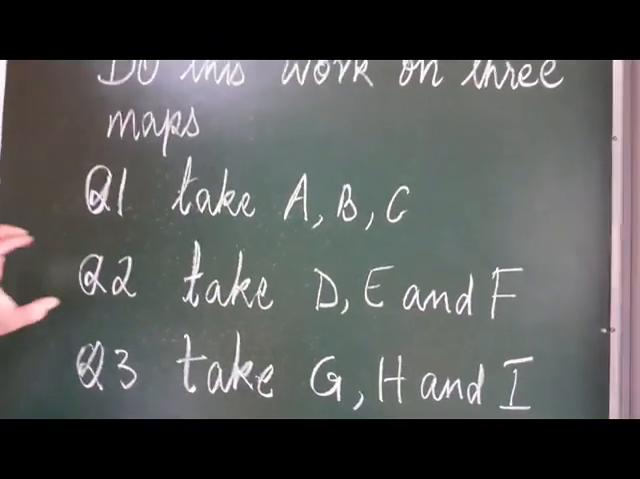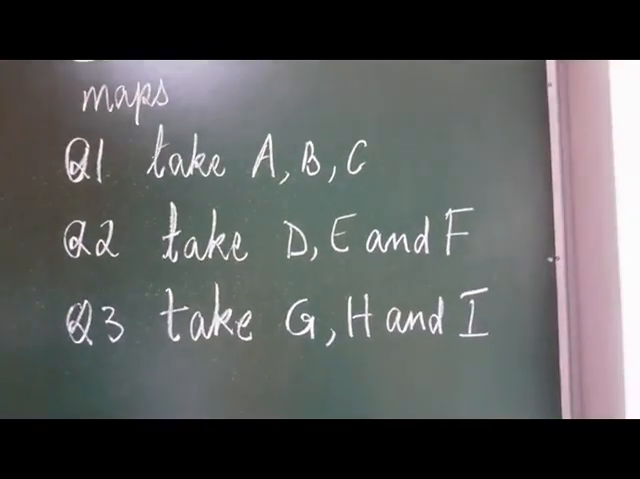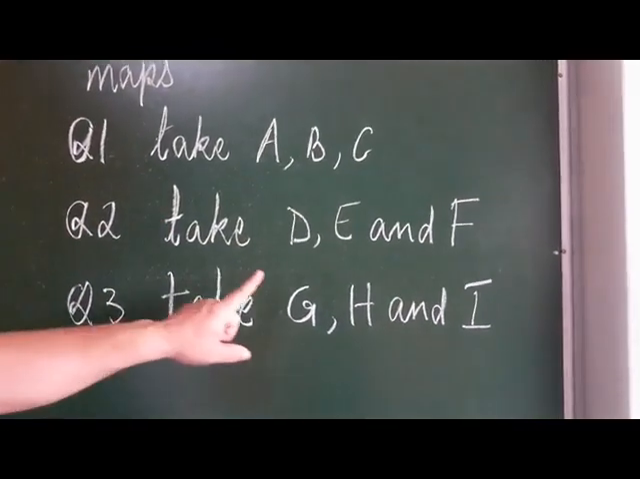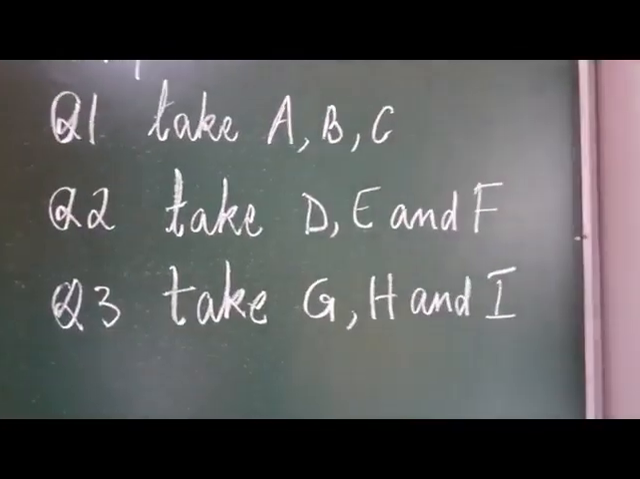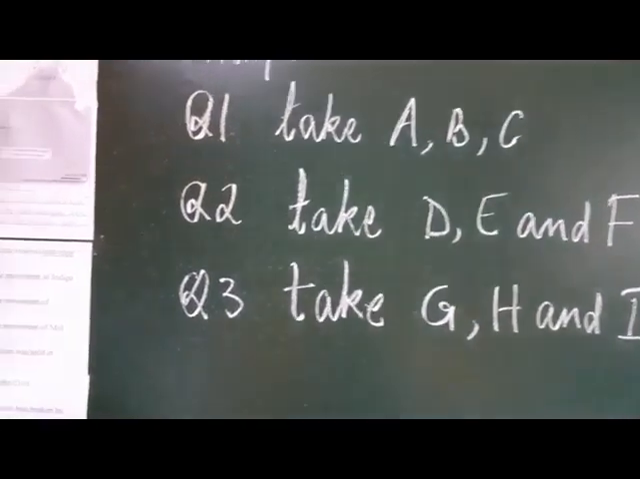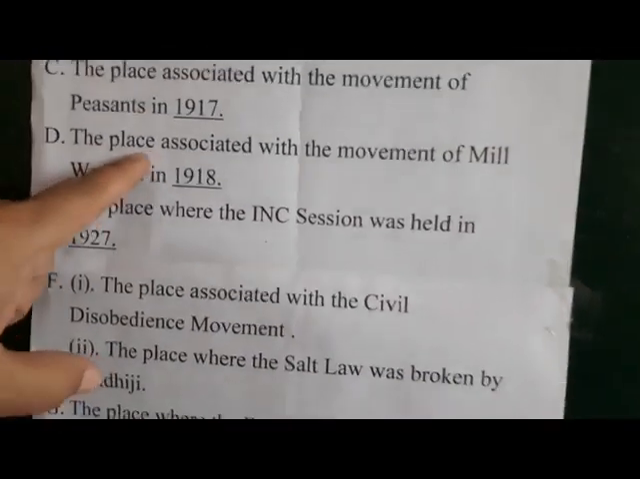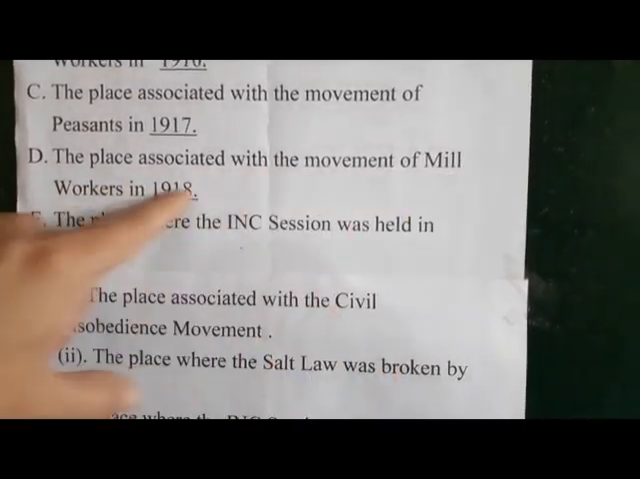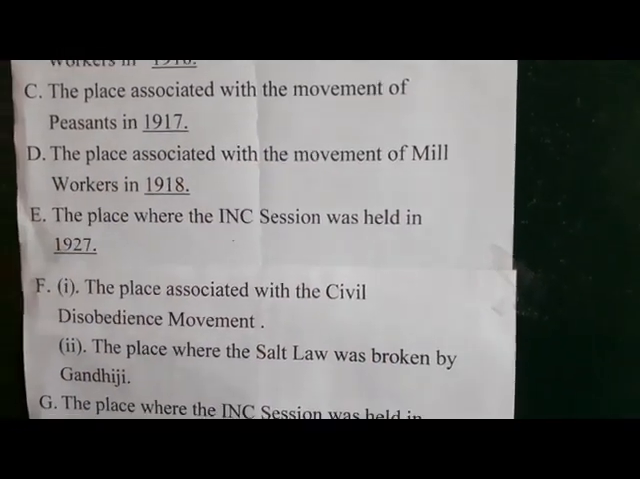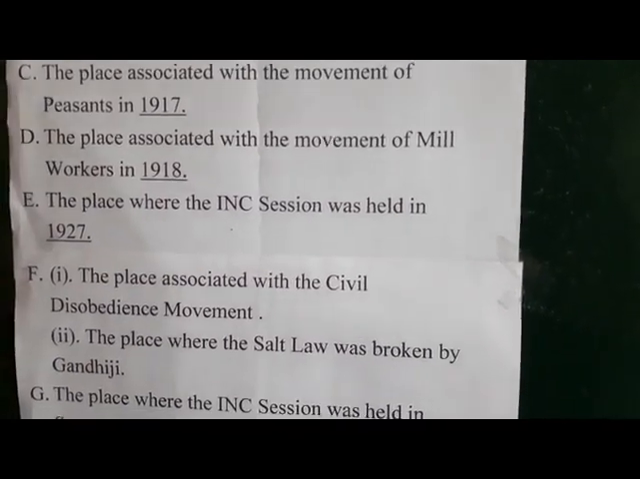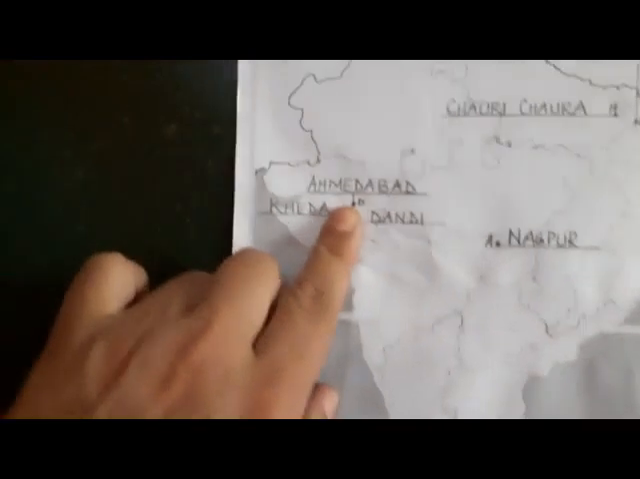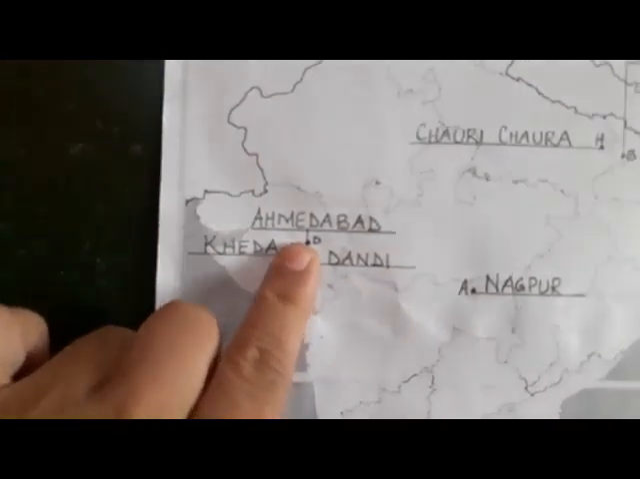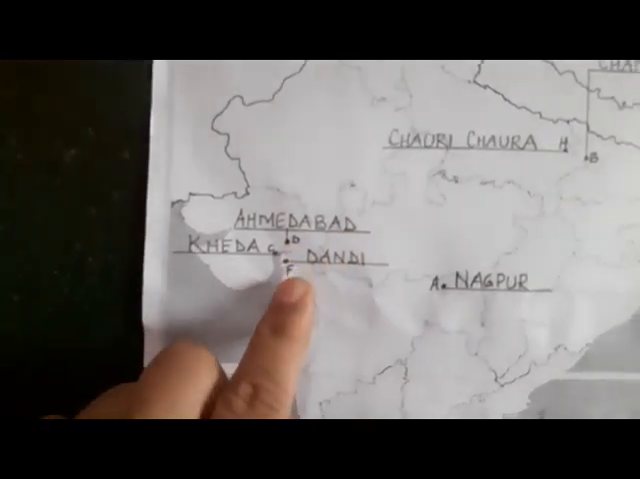The next map will be question number 2. The same question as I told you earlier. Now you will mark D, E and F on the map, and then write what events took place in D, E and F. In D it says, the place associated with the movement of mill workers. When we talk about mill workers and we talk about 1918, it is related to Gandhiji and it is Ahmedabad. So you will mark Ahmedabad and write Ahmedabad.